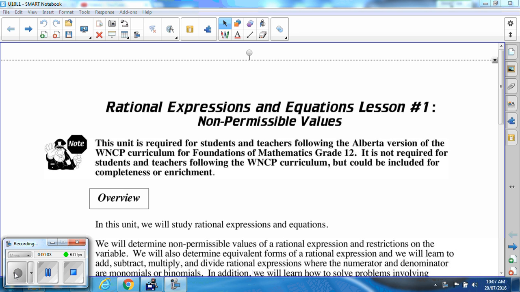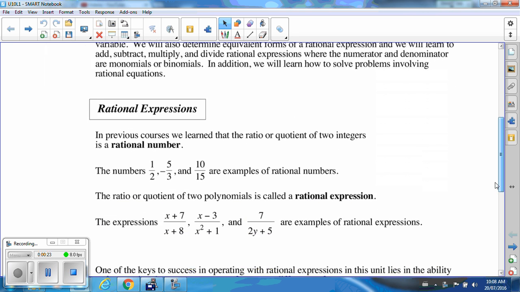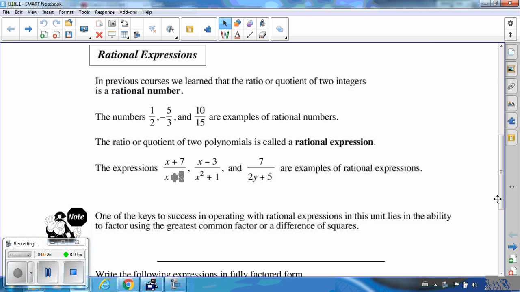All right, so this is Rational Expressions and Equations, Lesson 1. It's all about non-permissible values. The way non-permissible values work is that they're the things in the denominator of an expression. An expression is where we have x's and variables, and a rational expression is when we have variables in the top and bottom. So with rational numbers, they're fractions.